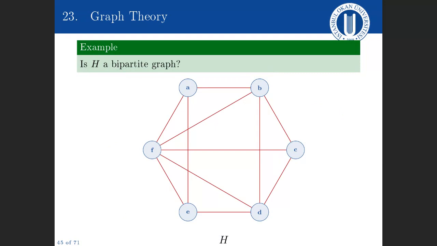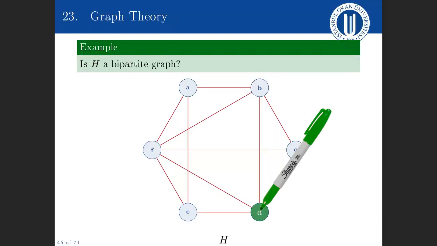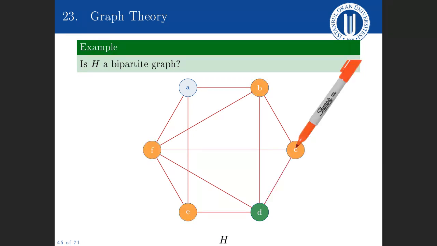Let's do another one. Is this graph bipartite? Again, we'll choose a pen and we'll choose somewhere to start. And color it in. Let's say I color in D green. And now I switch to my orange pen and I'm going to color every vertex which is connected to D in orange. But look, I have orange connected together with orange. So now I know that this graph is not bipartite.